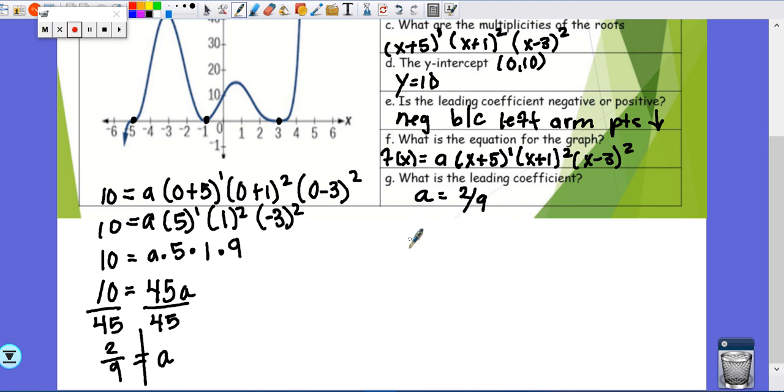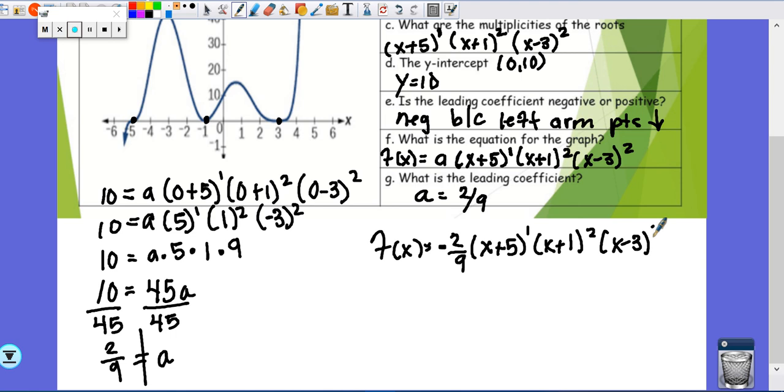And now I can complete this equation. So I get f of x equals, we already said that the a is 2 over 9, but we know that that has to be negative because the left arm is pointing down. So we're going to say negative 2 over 9, and then (x plus 5) to the first, (x plus 1) to the second, (x minus 3) to the second.